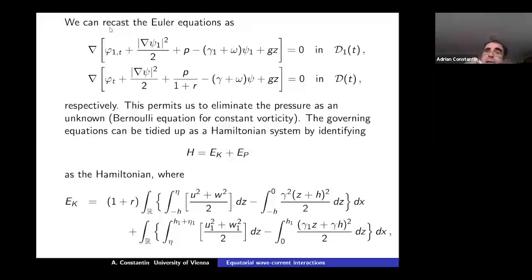Now, the next thing that you can do for irrotational flow and also for constant vorticity is to write the Bernoulli equation. And basically, we have two Bernoulli equations, one above and one below the thermocline with slightly different gamma 1, and the density changes. So you see this 1 plus R below. So this is useful because you can recast the Euler equations with omega, with the Coriolis. You see the little omega in there, so this is not a problem. So the Bernoulli equation is useful because basically you can ignore the pressure from now on. You have this, so you reduce the number of unknowns.